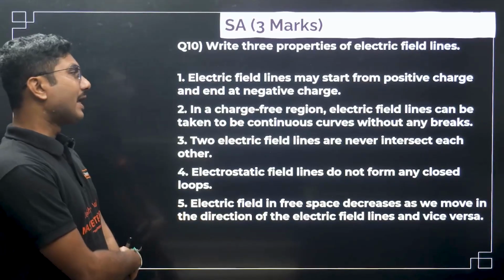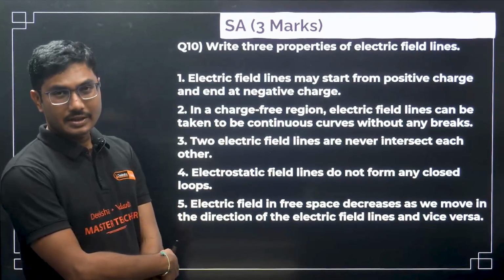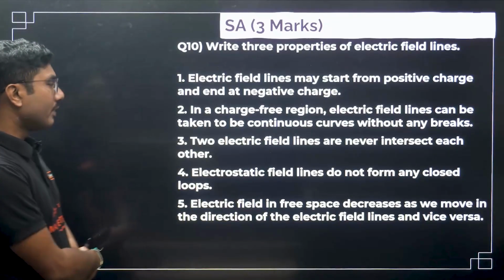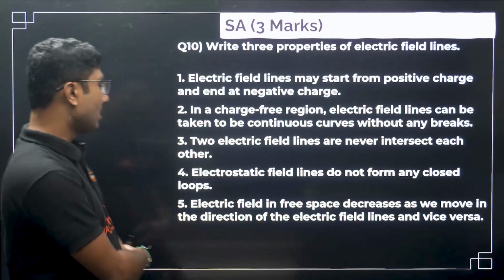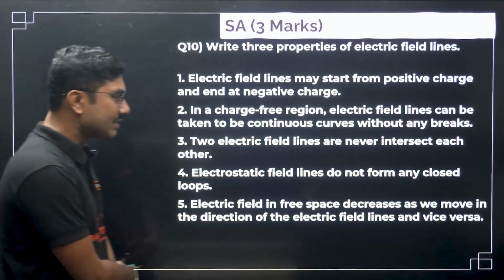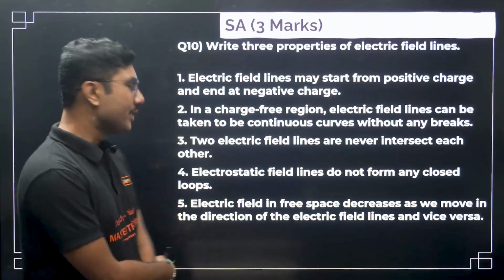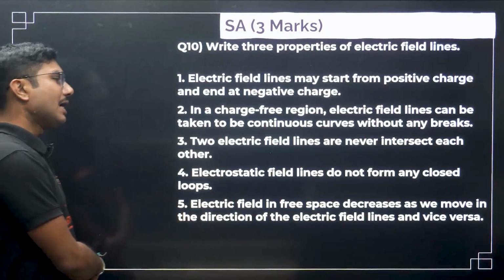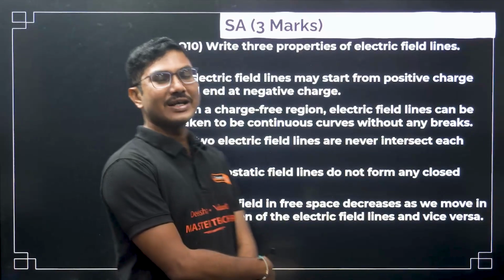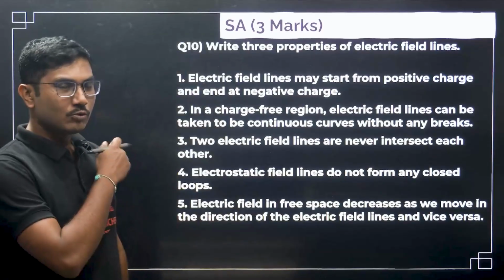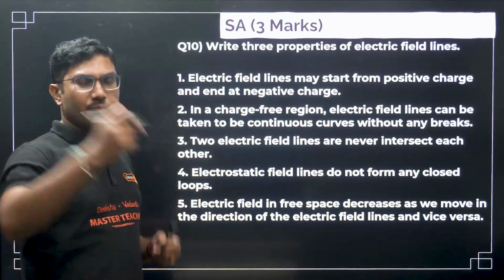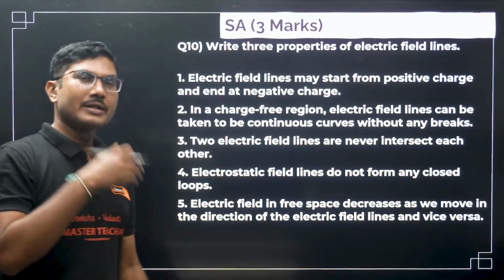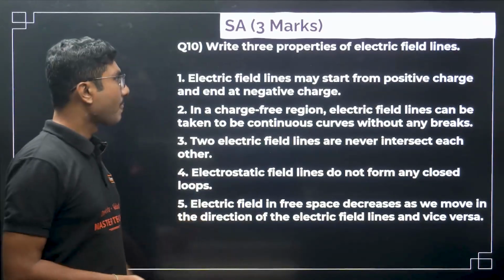2 electric field lines never intersect each other. Easy point. Electrostatic field lines do not form any closed loop. Electric field in free space decreases as we move in the direction of the electric field lines and vice versa. So if you are moving in the direction of electric field lines, the electric field magnitude decreases. If you move in the opposite direction of the electric field line, the magnitude increases.